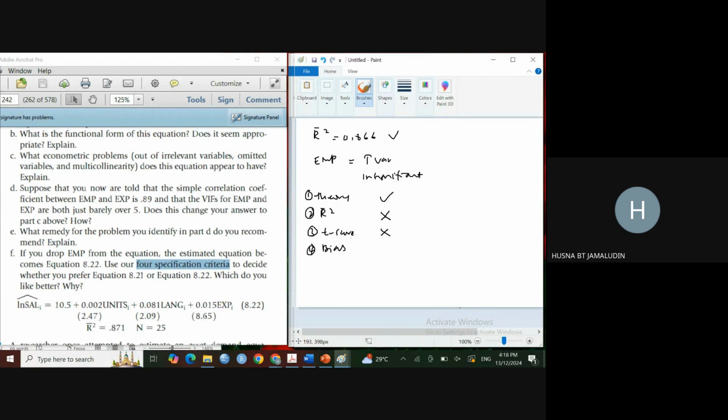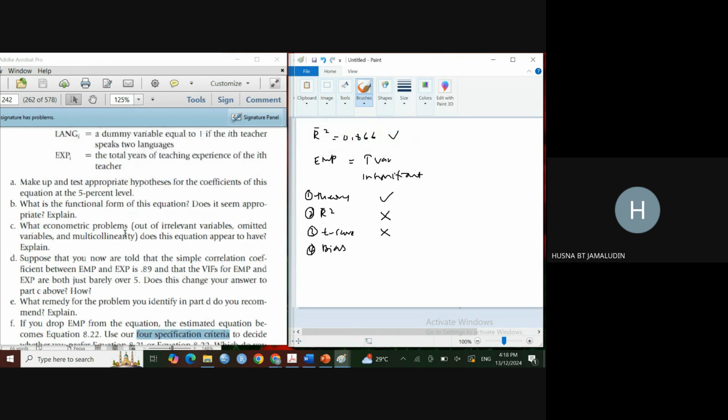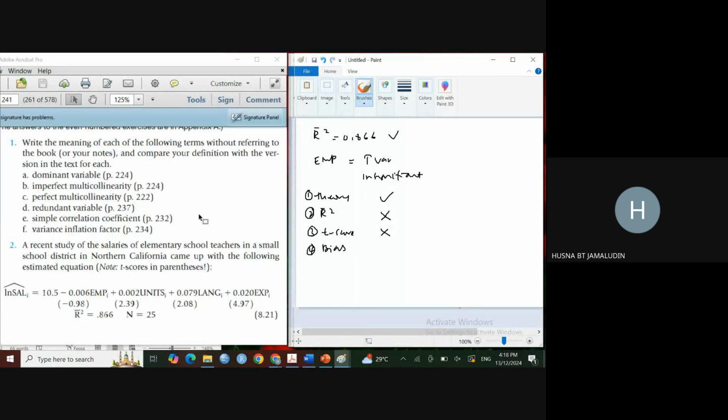If you want to see bias, you have to refer to the previous coefficient because I don't remember. What is the previous coefficient? Okay, so the EMP just now, you don't really have to worry about the EMP because EMP has been dropped. The other coefficients: unit, the coefficient is 0.002. And then you have length, coefficient is 0.079. And then you have experience, the coefficient is 0.020. Now let's look at the new one.